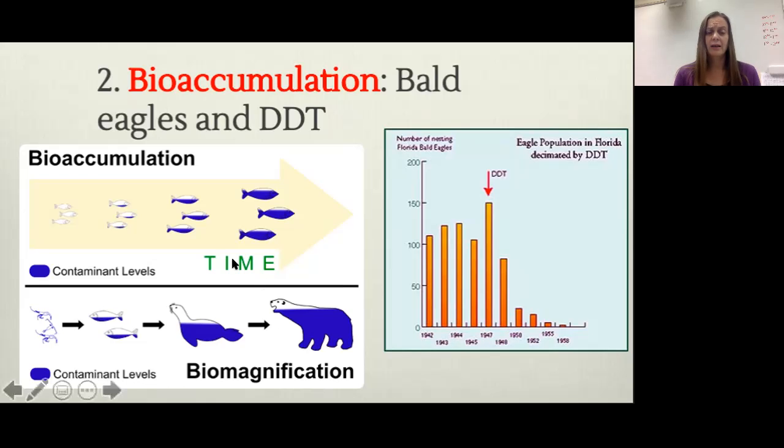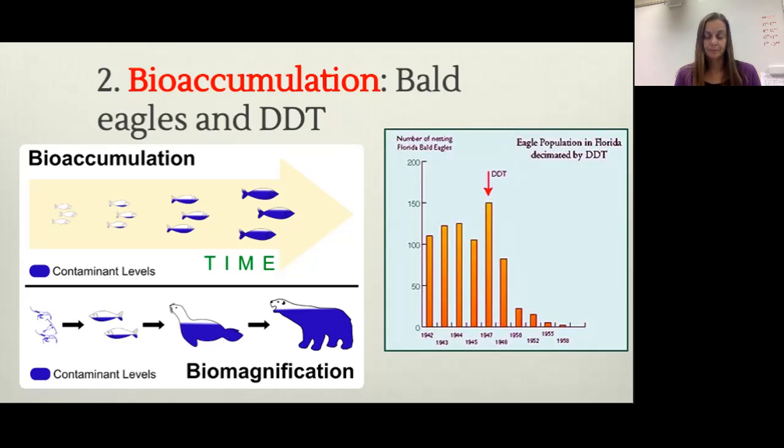So bioaccumulation is the idea that over time that pesticide accumulates in the body of the organism. And biomagnification is the idea that as we move up through the trophic chain, the amount of contaminant in each animal gets higher. Bald eagles are a great example of bioaccumulation and biomagnification because they're at the top of the food chain. And so they were eating animals that had high levels of bioaccumulation, and then that caused biomagnification in the eagles.